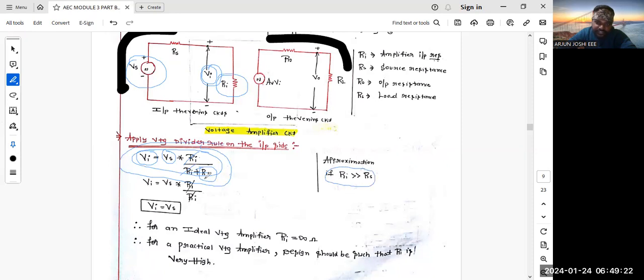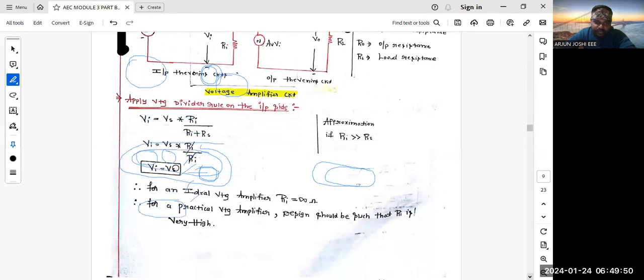In simple language, you can remember it like this. For the term that appears alone in the numerator and also in the sum in the denominator, the other term in the sum should be small in value. So Ri is much greater than Rs, and in that case we can neglect Rs and keep only Ri in the numerator and denominator. Ri gets cancelled, so Vi is equal to Vs. This is how we can remember.